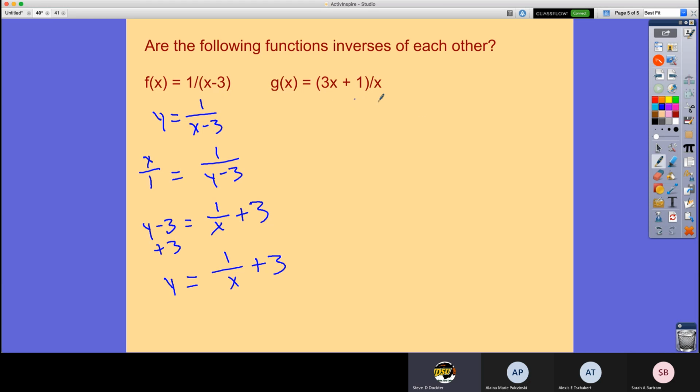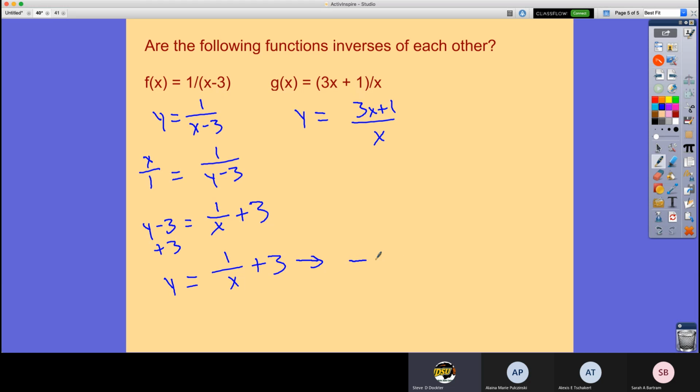Okay, and then what this one says is y equals 3x plus 1 all over x. Now that makes it look like they're not the same, right? But what do we see in the second one? We see that we have one denominator here. In the first one, technically we have 2 denominators here. So to fully figure out whether these are inverses of each other, we've got to go a little bit further with this one.